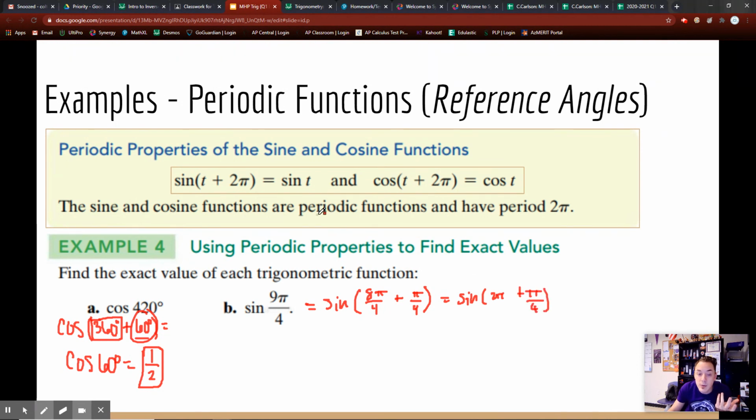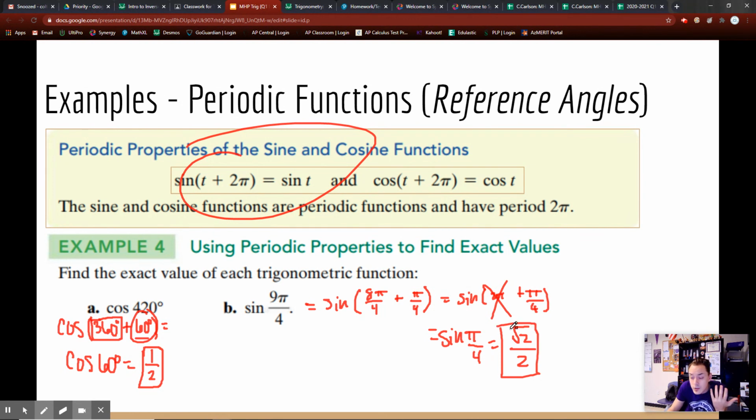And as per my formula right here, do I really care about the 2 pi? No, I only care about the pi all over 4. So I really only care about evaluating pi all over 4, which of course using my unit circle, using Desmos, using just my basic right triangle special angles, I know sine of pi over 4 is radical 2 all over 2. Okay? Hope that makes sense. Let's erase.